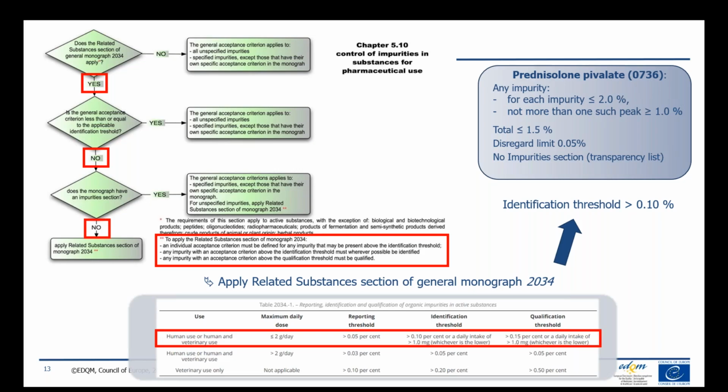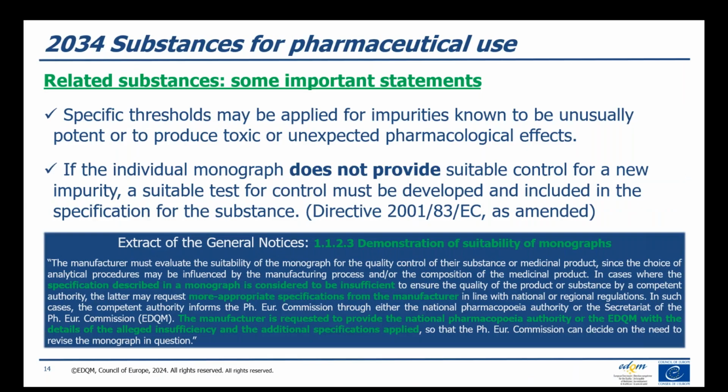You apply the threshold for the identification. So you have to identify all impurities which are found above 0.10% in your substance. This limit is not clearly described in the individual monograph, but you really have to rely on the general monograph for this limit. Something also important that is stated in this general monograph is that there are sometimes specific thresholds that might be applied for other impurities.